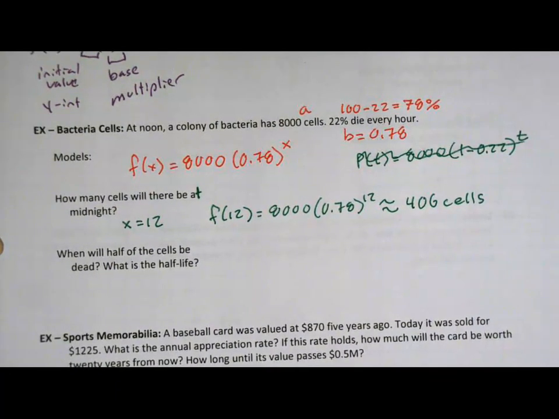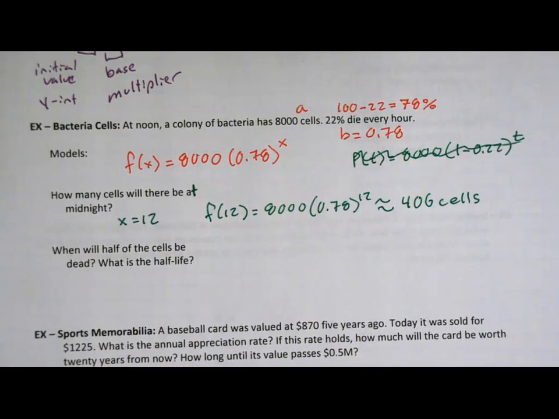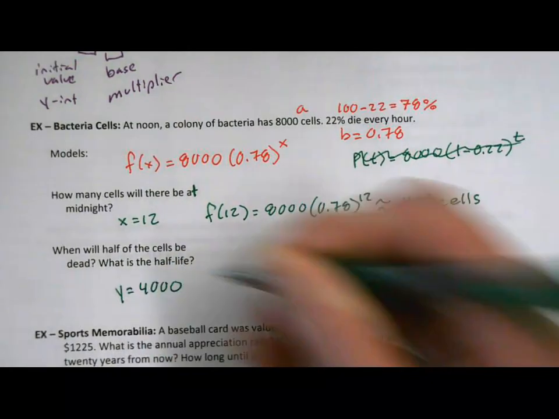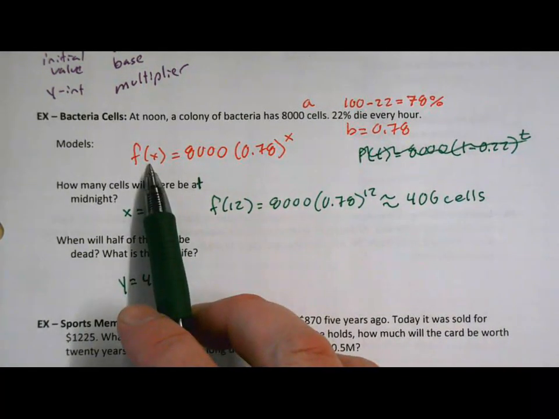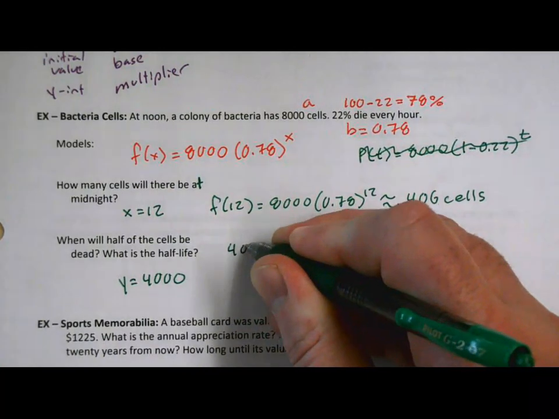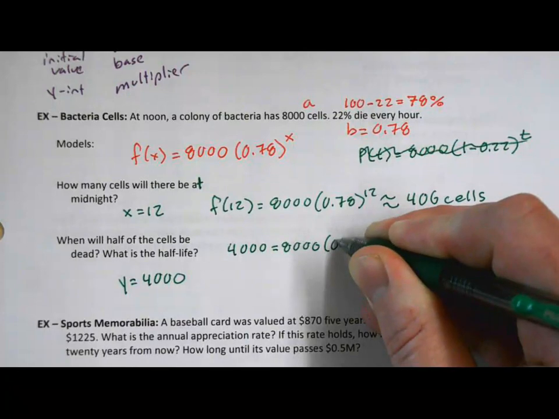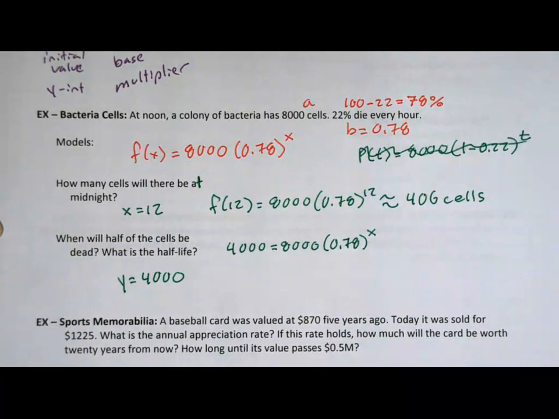That's a good question. Okay, when will half of the cells be dead? Well, that would mean half of them were alive. And how many would that be? We started with 8,000. When half of them are gone, how many are going to be left? They just gave us a y value. They gave us a y value of 4,000, and they're asking us to find an x value. So I'm going to go back to my model here, and I'm going to plug 4,000 in for y this time. And that gives me an equation that we don't know how to solve algebraically yet.